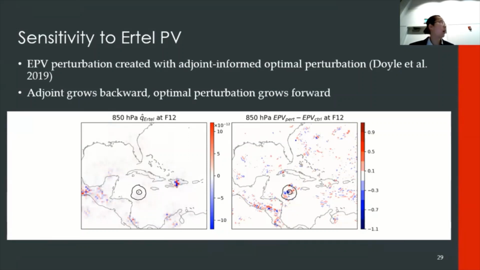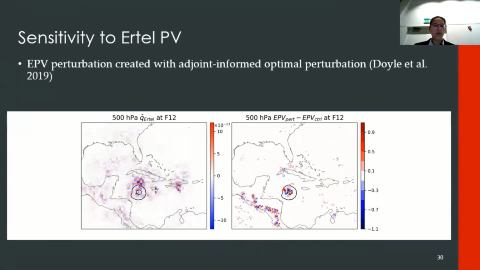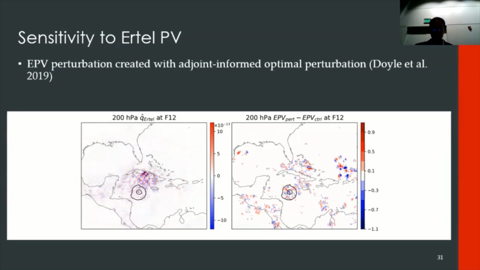On the left is our sensitivity to Ertel PV, and on the right is the Ertel PV perturbation at lower level. But at 500, you can see some agreement in Central America, which is quite surprising for the storm to develop, since it is quite far from the storm center and you don't really associate that with the deepening of Hurricane Ian. And similarly, there isn't much match at 200 hectopascal.